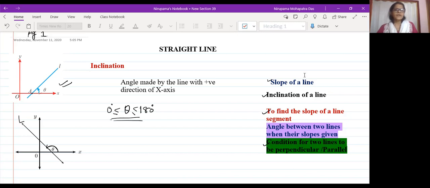Okay. Now to start with, what is inclination of a line? Inclination means basically the angle made by the line with the positive direction of x-axis. So x-axis means basically we can say the horizontal line. Okay, so whenever you see any slanting line, the line can be horizontal or vertical, or it may be making some angle with horizontal, right?